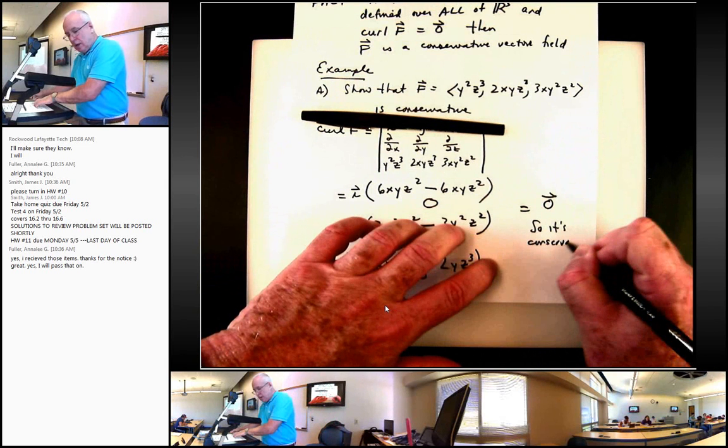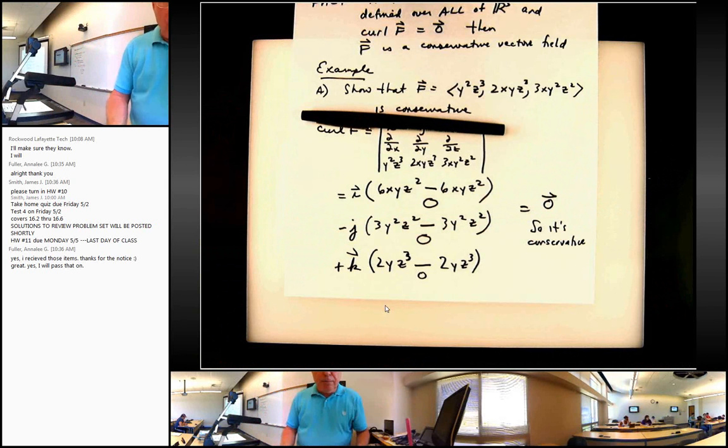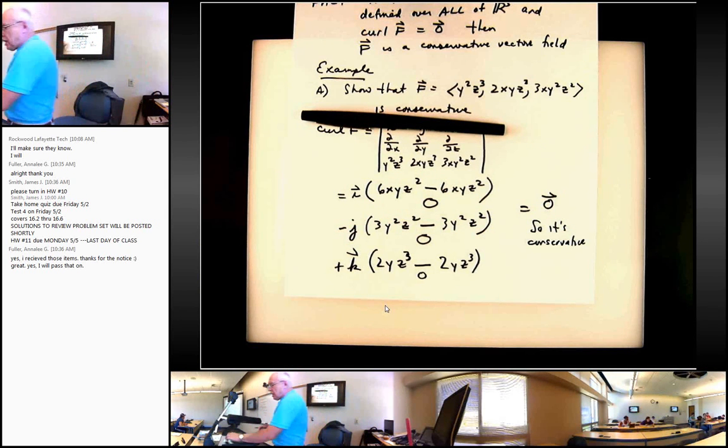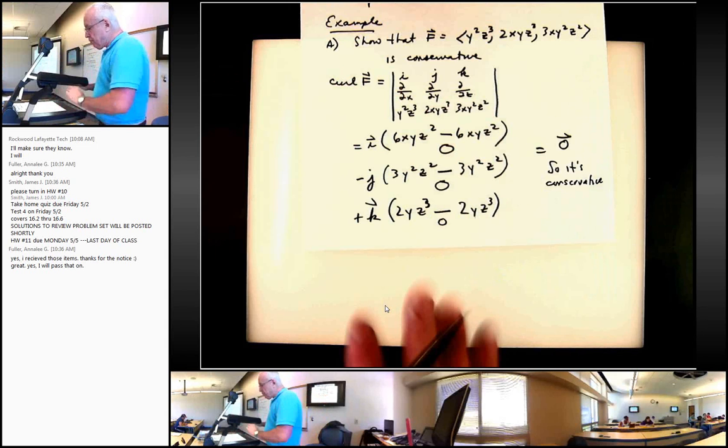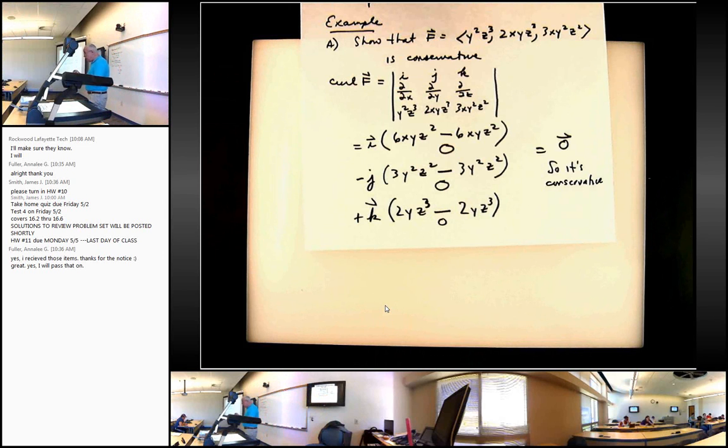Okay. So that's the first part of this problem. Now the second part is this. Now that we know it's conservative, what that means is that there is a little f function such that capital F equals the gradient of the little f, all right?